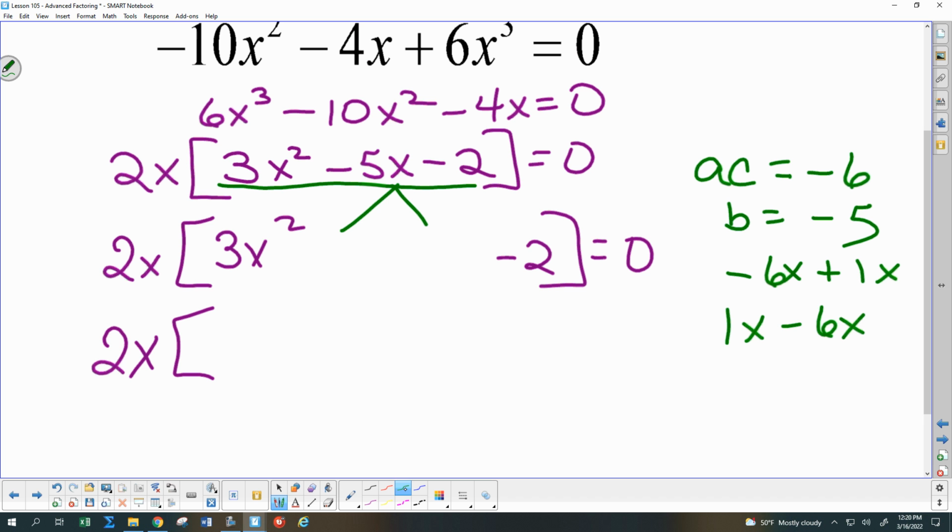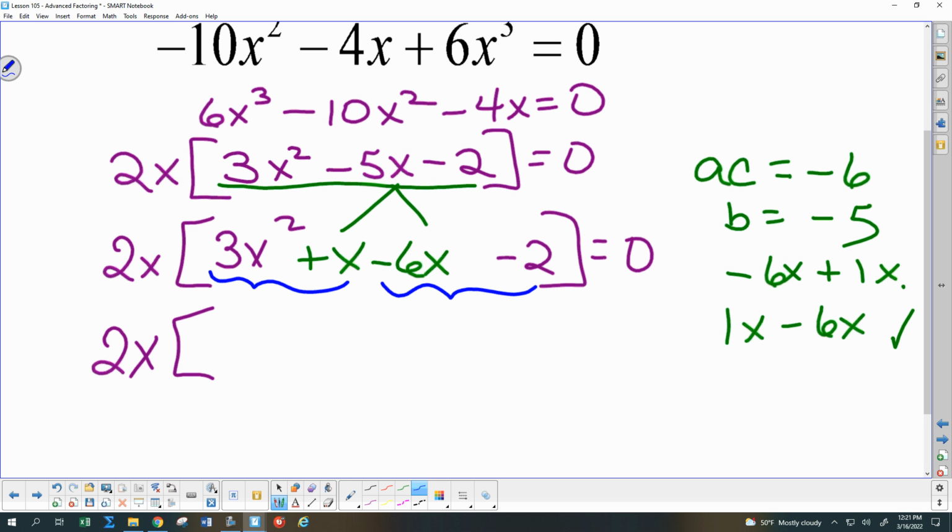It works either way. How many want me to do -6x plus 1x? How many like 1x minus 6x better? I see a few more hands on that one, so we'll do it this way. Both ways work. So if we rewrite that as x minus 6x, and let's see, that needed to be a plus on the 1x. Now I'm going to group the first 2 and the last 2 together.